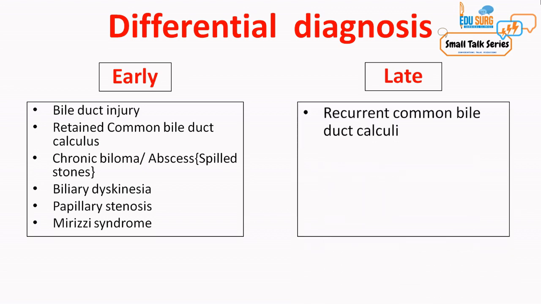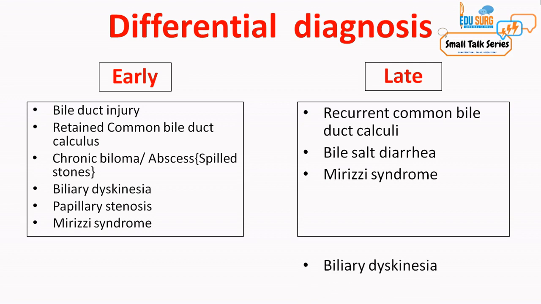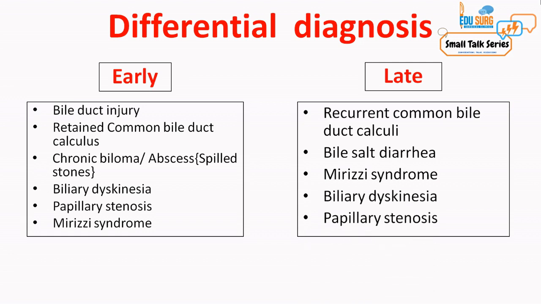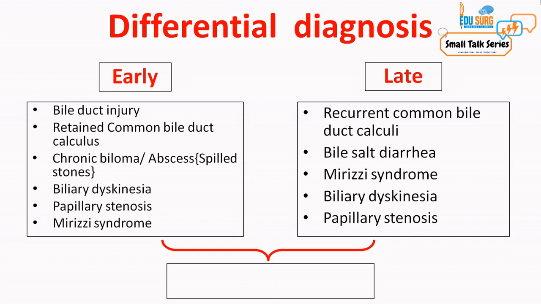Late presentation is, as we have discussed, recurrent common bile duct calculi, bile salt diarrhea, Mirizzi syndrome, biliary dyskinesia, and papillary stenosis. Biliary injury in late PCS presents as biliary stricture. Again, I would stress on the fact many times we forget that the cause can be extrabiliary. So do rule out extrabiliary common causes of postcholecystectomy syndrome.